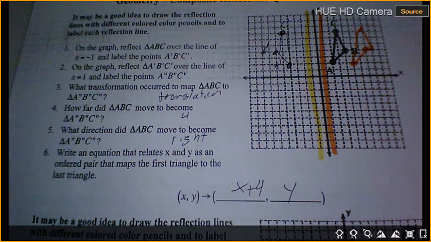Yes? If you are reflecting over parallel lines, it will always be a translation. What if you're reflecting over intersecting lines? What will it always be? Rotation. Good. Yes? Yes, I can say that again. So, the distance between the two lines, if you times that distance between the two lines by 2, that's how much your translation would be.